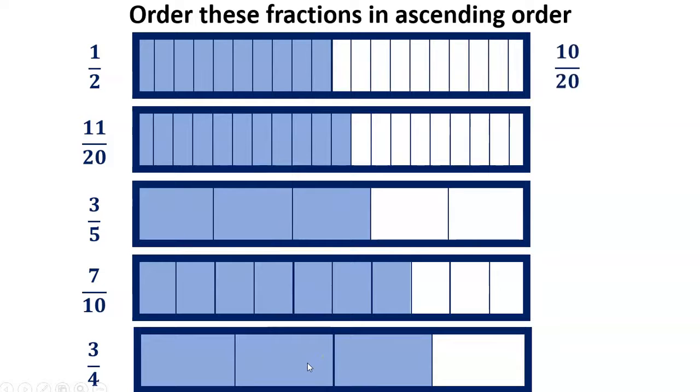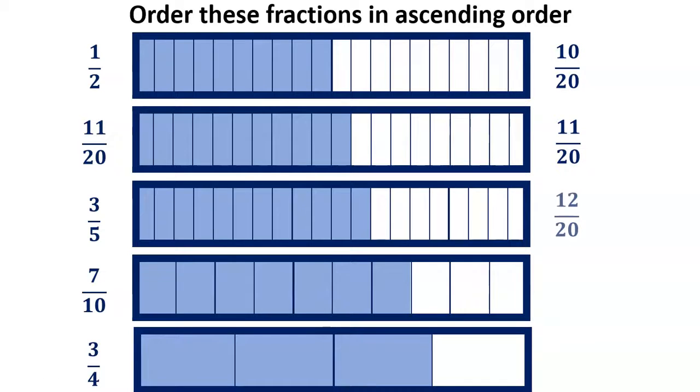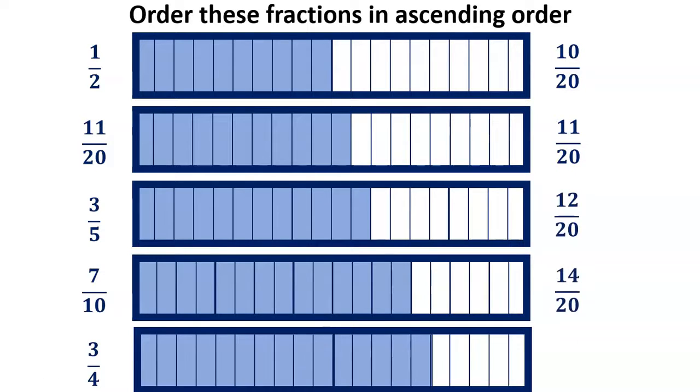But what did we do? We converted them all so that they had a common denominator of 20, and then we don't need to draw pictures. If they've all got the same denominator, we can nicely see that 10/20 is the smallest, 15/20 is the largest, and we can order them based on the size of the numerator when the denominator is common.